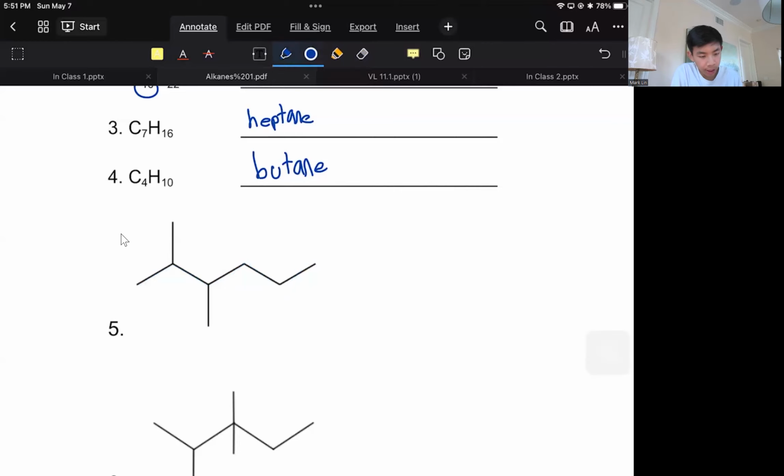So six is actually the biggest number, so it's going to be hexane. One, two. All right, and then next is to figure out which side we're going to number from. So it's going to be three, one, two, one, two.